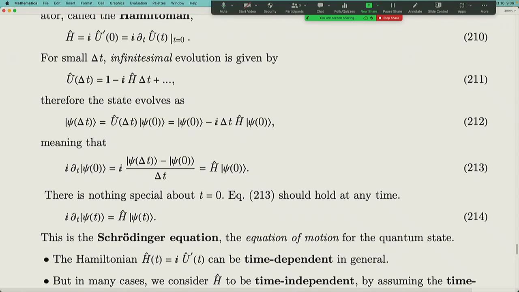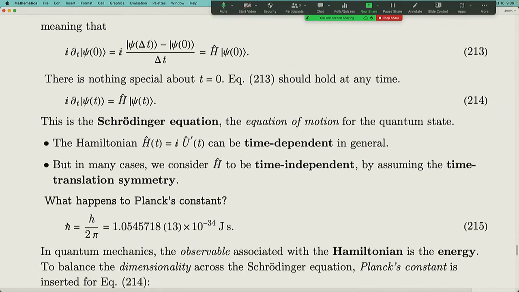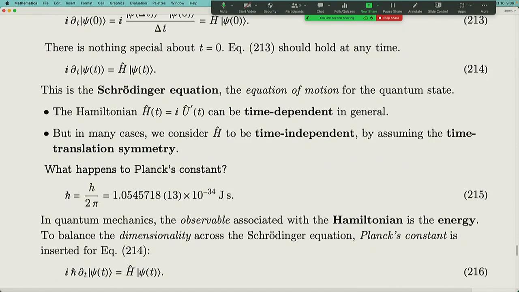This equation just is the Schrödinger equation. It has the name. Schrödinger proposed that. So it is the quantum equation of motion. It's an equation of motion of quantum state.